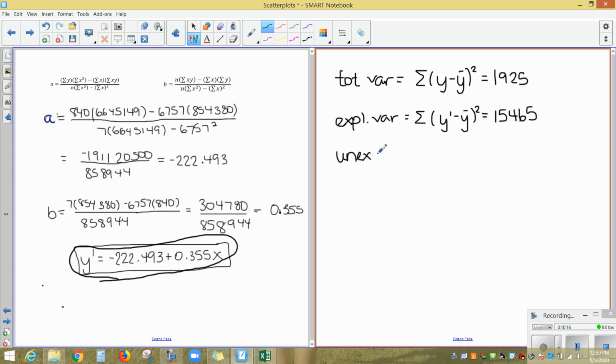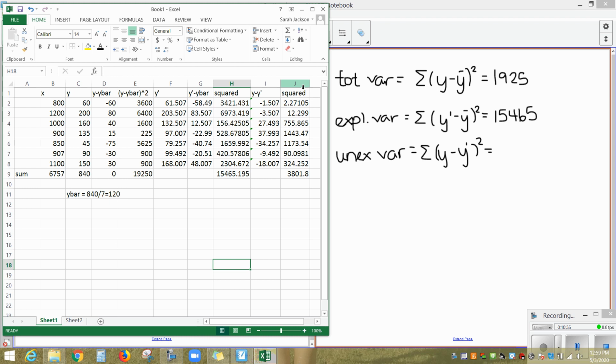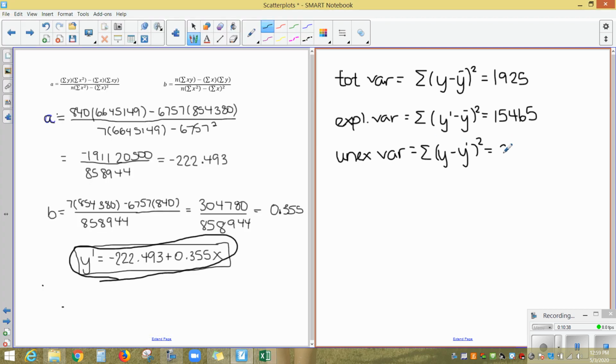Our unexplained variation is the sum of the y minus y prime squared. So y minus y prime squared is, I'm going to call that 3802. Now, again, in theory, if we add the two bottom values up, they should equal the top value. And here, close-ish, but not super great.